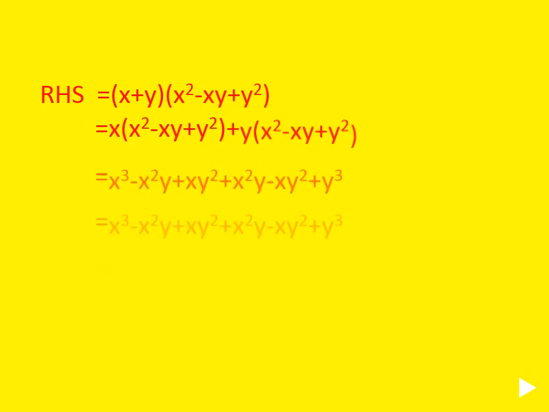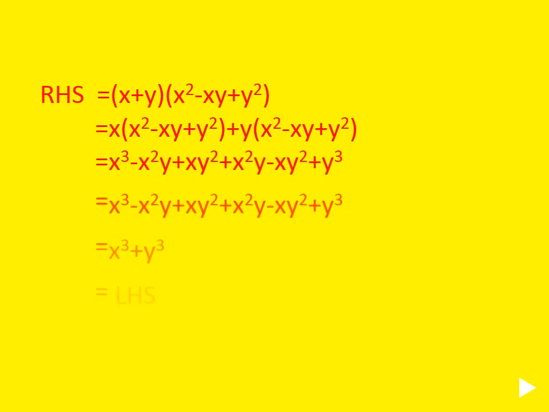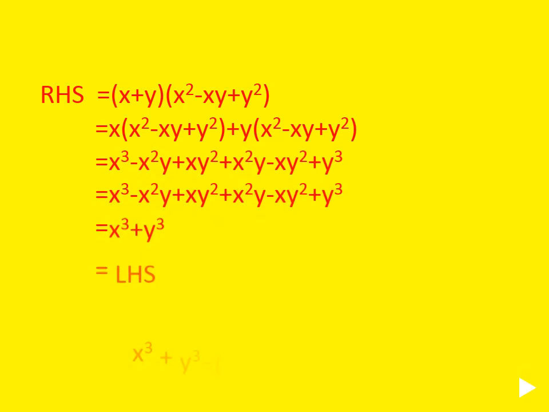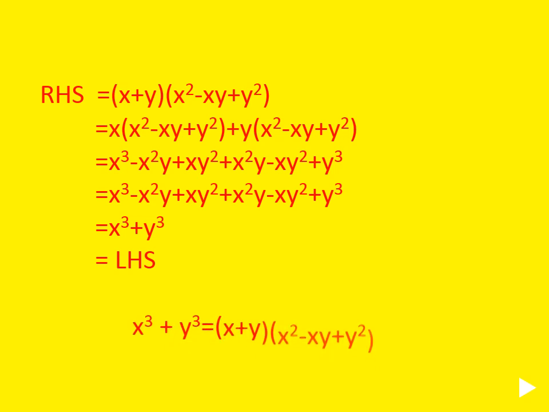Now x is to be multiplied with the second bracket, that is x into x square minus xy plus y square. Similarly, plus y into x square minus xy plus y square. So each term is to be multiplied. If you cross check, minus x square y and plus x square y are there. Similarly, plus xy square and minus xy square are there. The terms will get cancelled and we only get x cube plus y cube. First and last term only remain, the middle terms all get cancelled. So what is the answer? We are getting x cube plus y cube, that is our LHS.